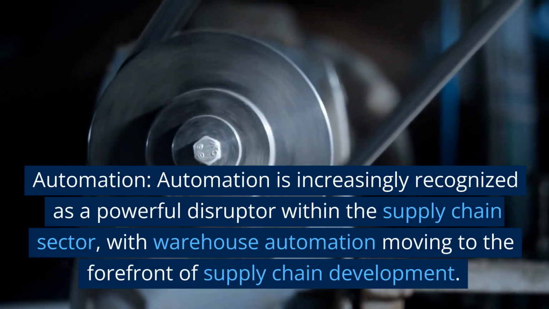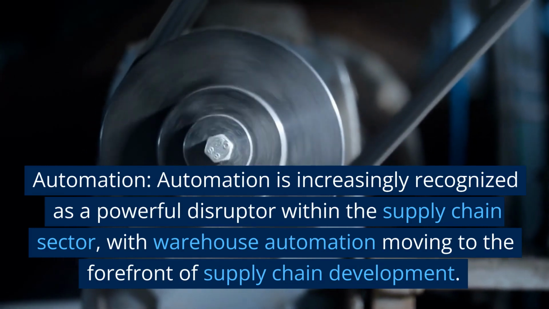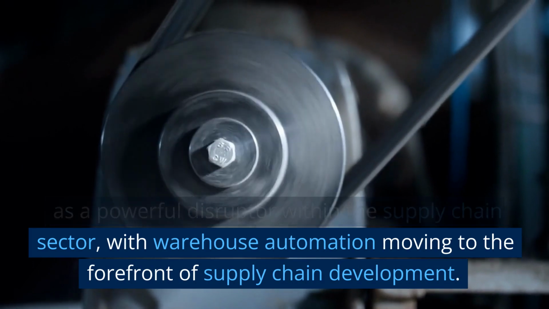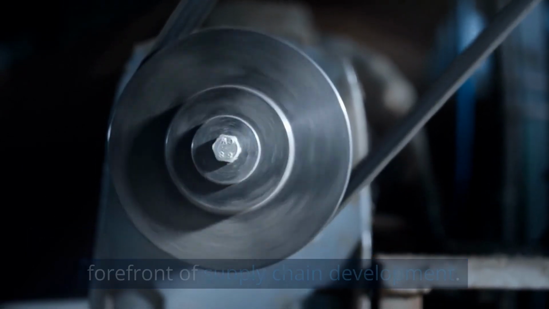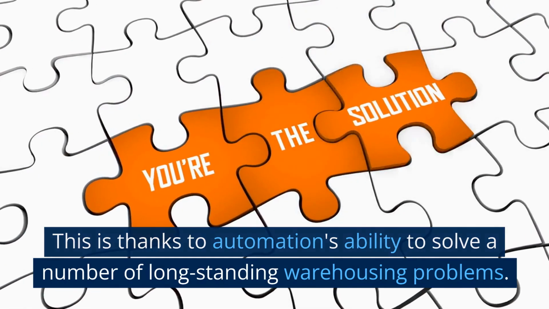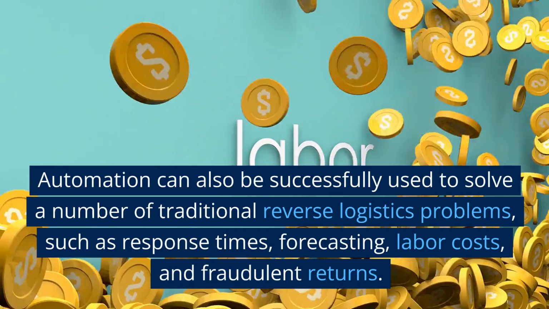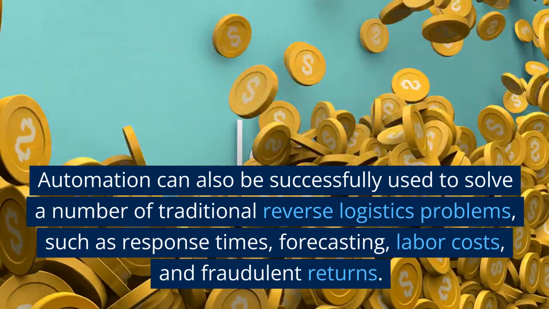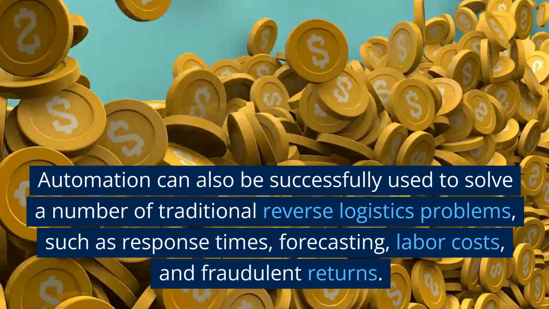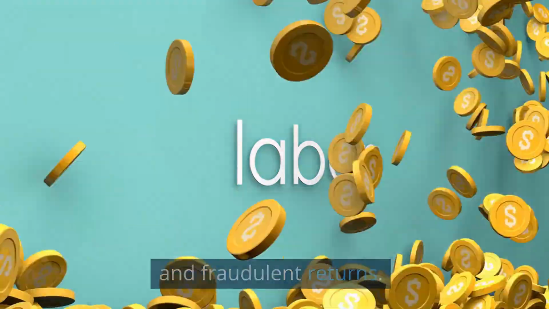Automation. Automation is increasingly recognized as a powerful disruptor within the supply chain sector, with warehouse automation moving to the forefront of supply chain development. This is thanks to automation's ability to solve a number of long-standing warehousing problems. Automation can also be successfully used to solve a number of traditional reverse logistics problems, such as response times, forecasting, labor costs, and fraudulent returns.